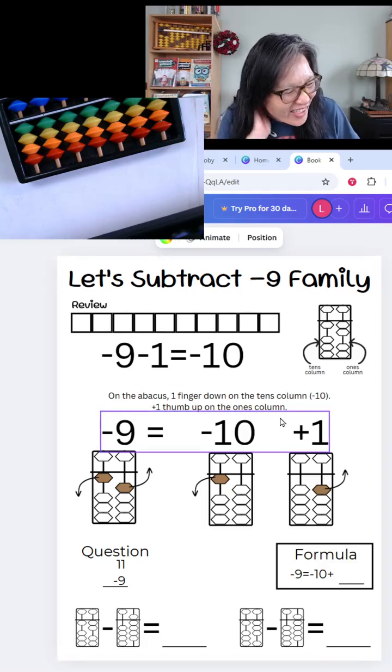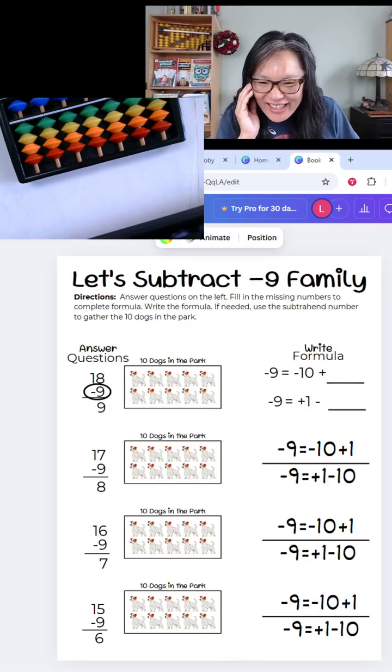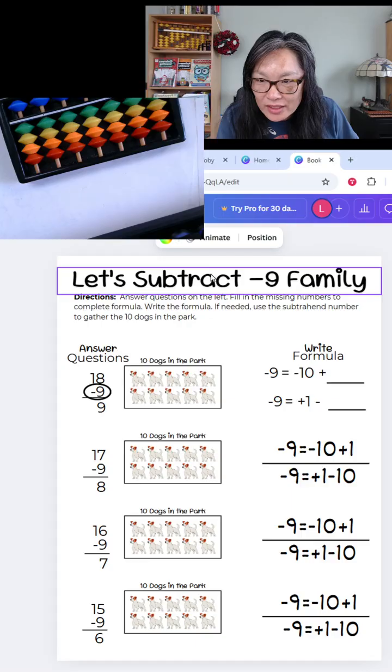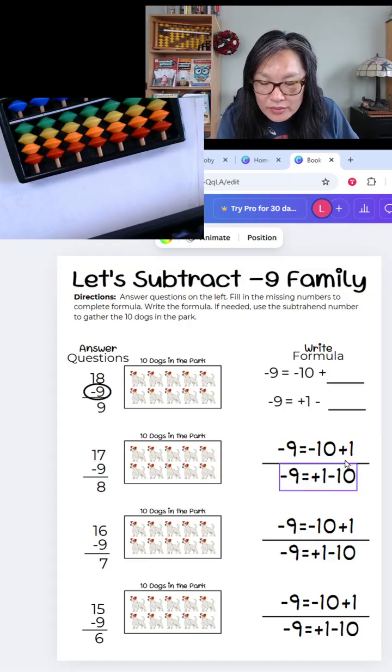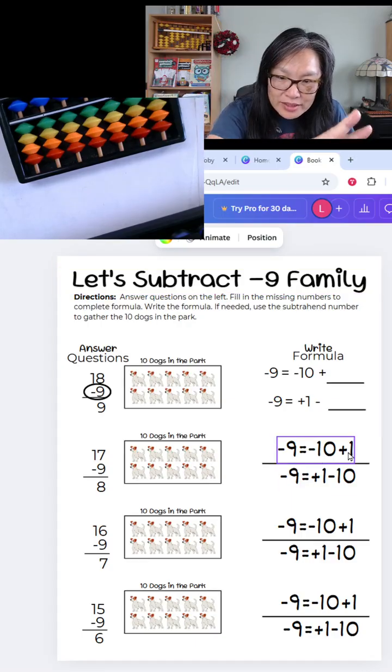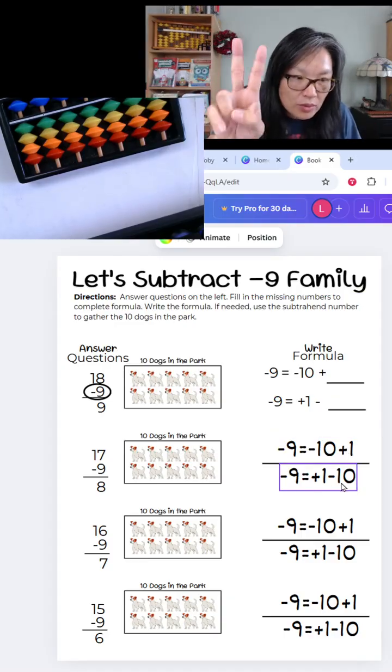Oh, that's funny. That's really funny. This is what I was expecting. So here is the subtraction, and I wanted to make it where you have the minus the 10 plus the 2, or plus the 1 minus the 10.